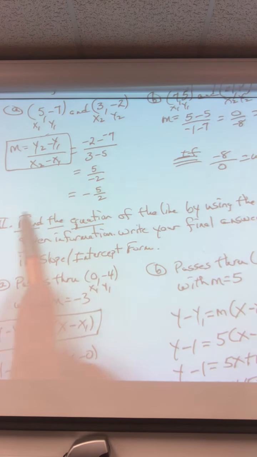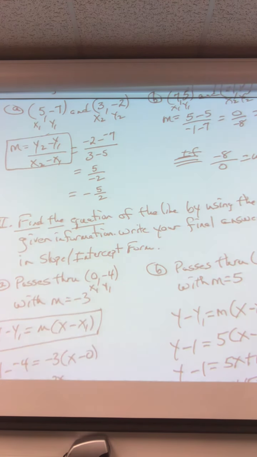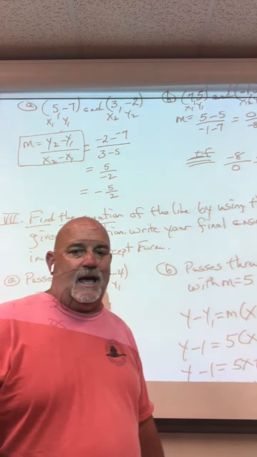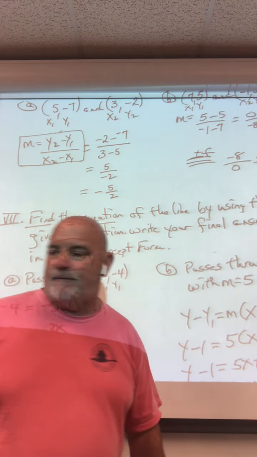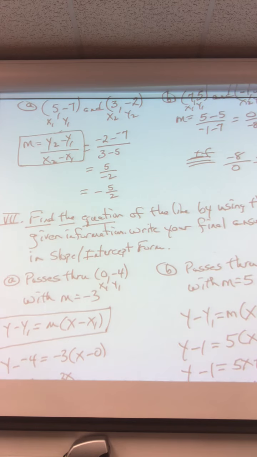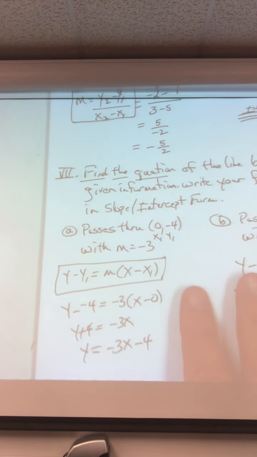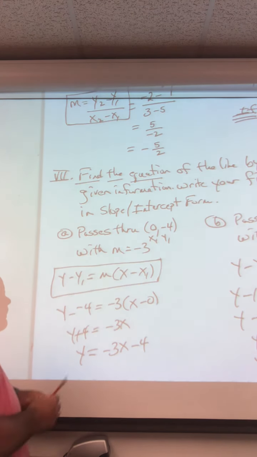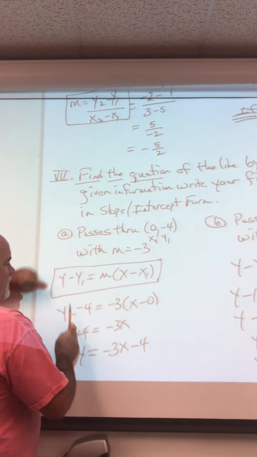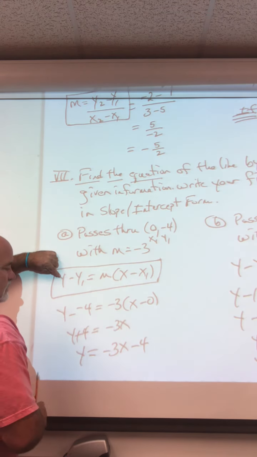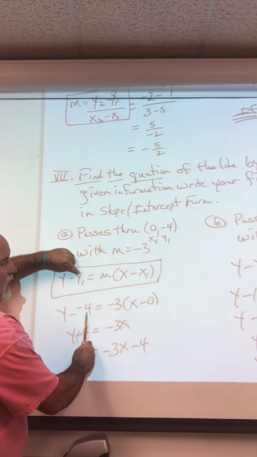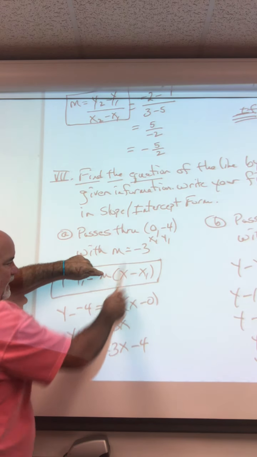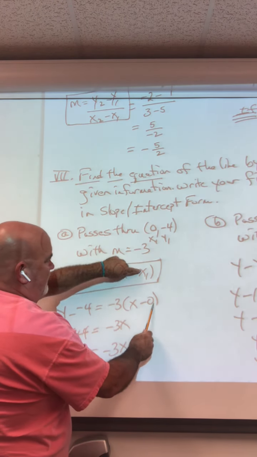Find the equation. To find the equation, when you hear those 3 words, you always use, to find the equation of a line, you use the point slope formula. So, in this problem right here, you're given the point, you're given the slope, you call this x1, y1. Here's your formula, so you need to memorize it. Now it's going to be y minus, and then y1 is negative 4. So that's going to go plus 4. Equal m, which is negative 3, times x minus, and then x1 is 0.